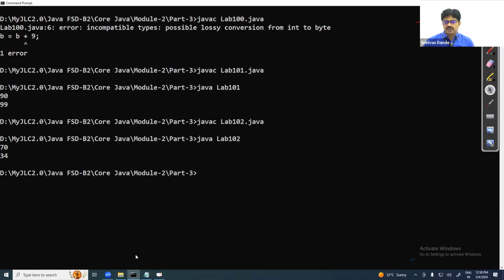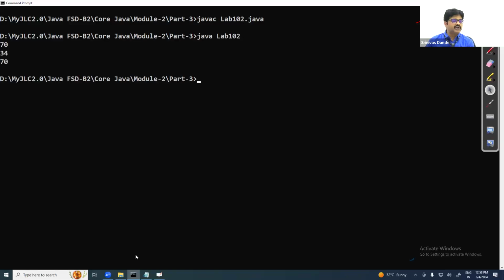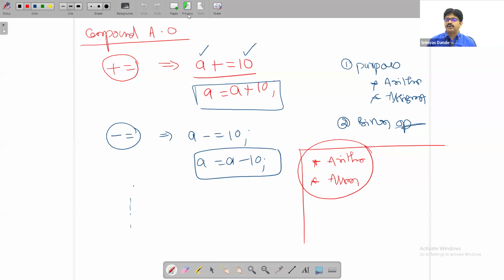Compile this, 102, guys. 70, 34, and 7. So that is about compound assignment operators. Our next operators are increment and decrement operators.